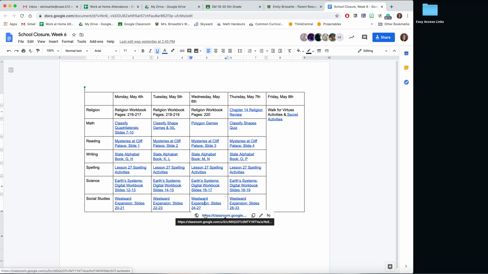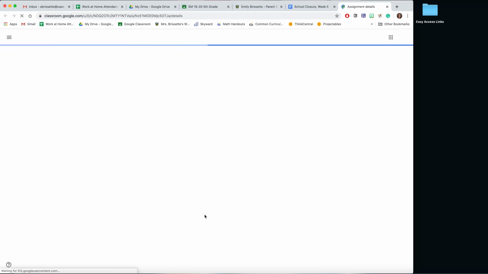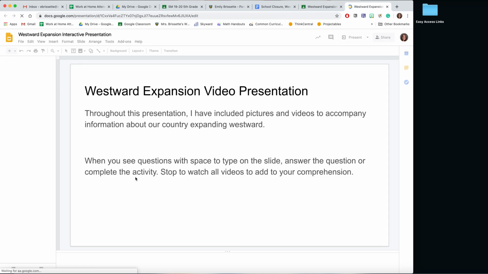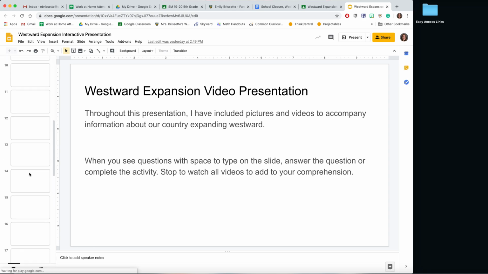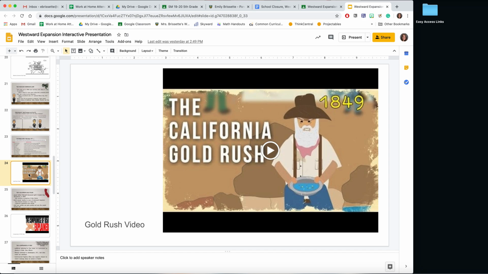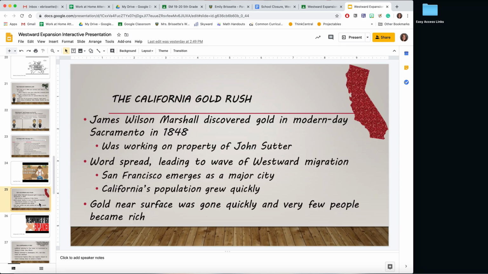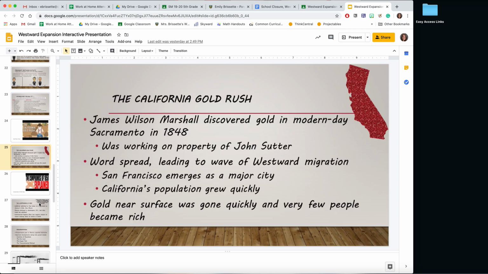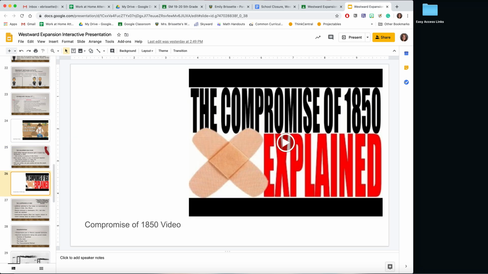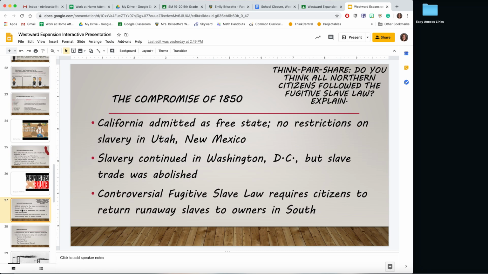You've got pages 24 through 27 in westward expansion. So let's see here. Talking about the gold rush, the 49ers, sort of. Their inspiration for the 49ers. So you have a video to watch. You have a summary to read. Then we have the Compromise of 1850, as well as a little reading. So you don't have any questions to do, just reading.